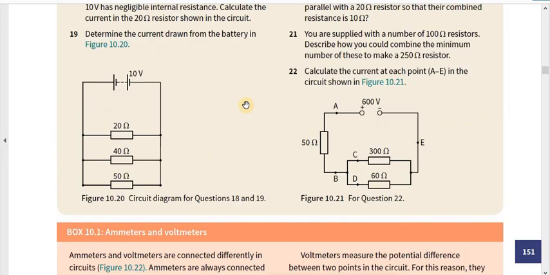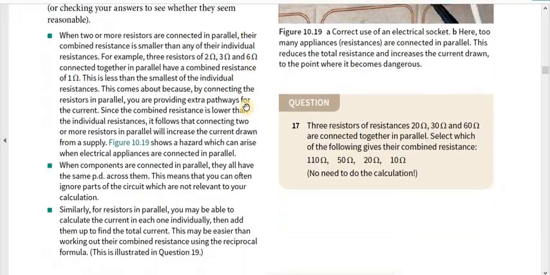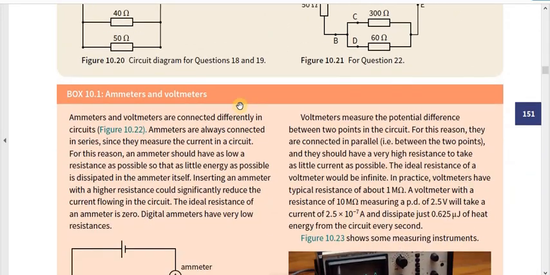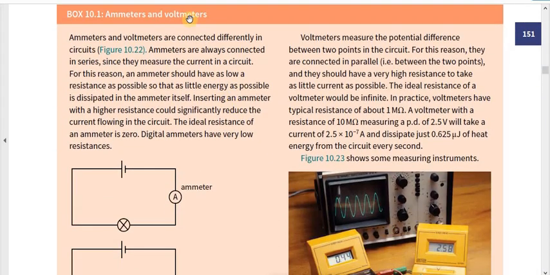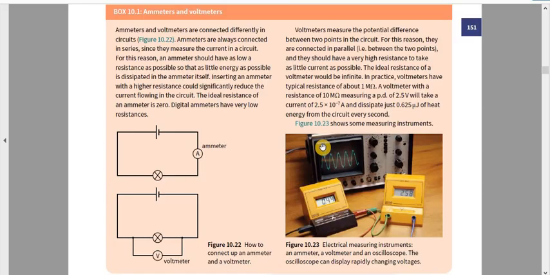Then the last part, I don't think we missed anything here. Yes, we went through everything. Then the last part is about voltmeters and ammeters. You have to know how voltmeters are connected and how ammeters are connected.